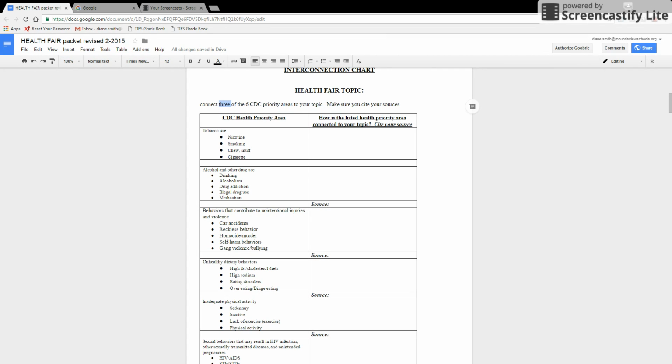And then we are going to put the fact in here. So this is a research-based piece of information, and also the source will also go here as well. So this is how you complete the assignment.